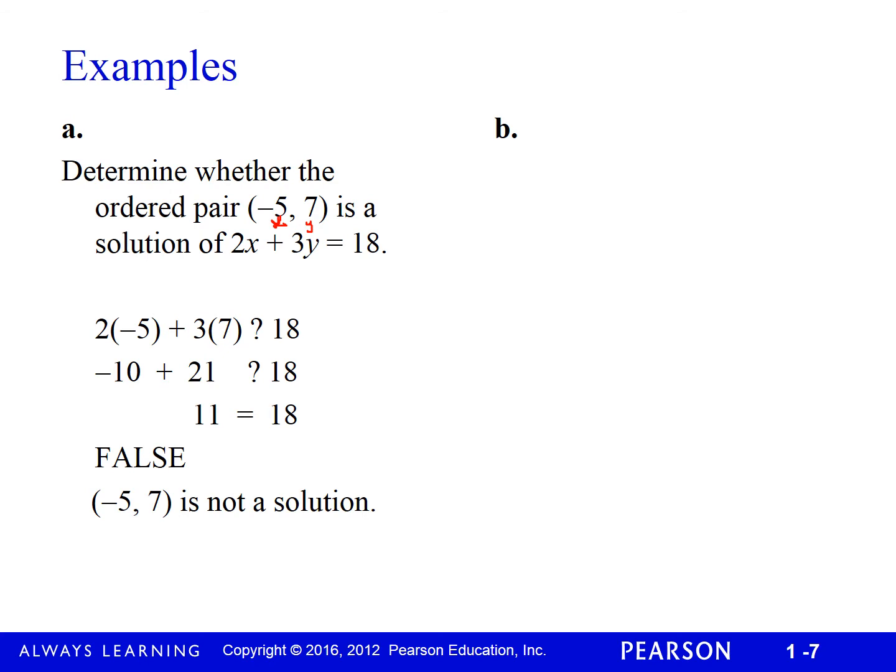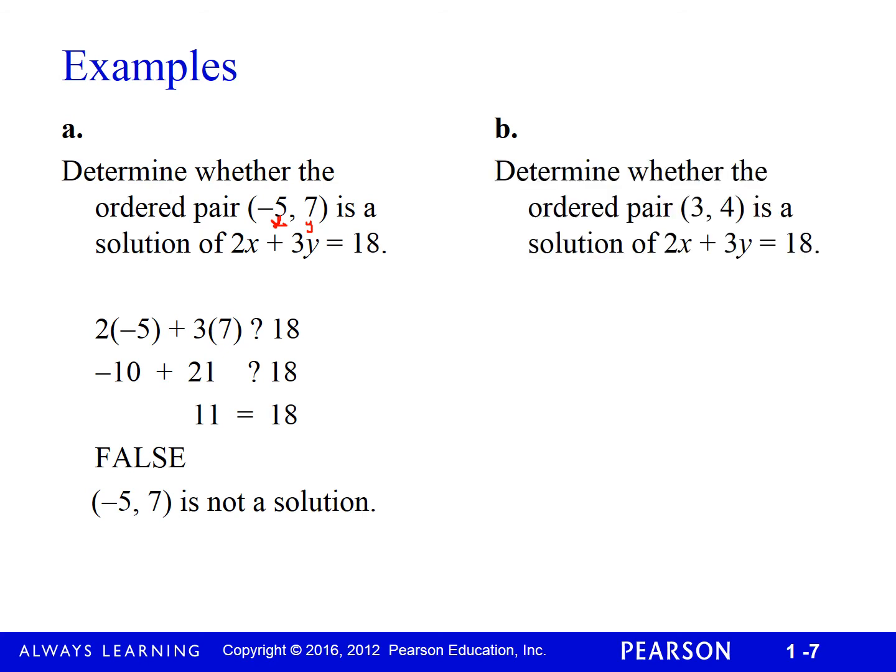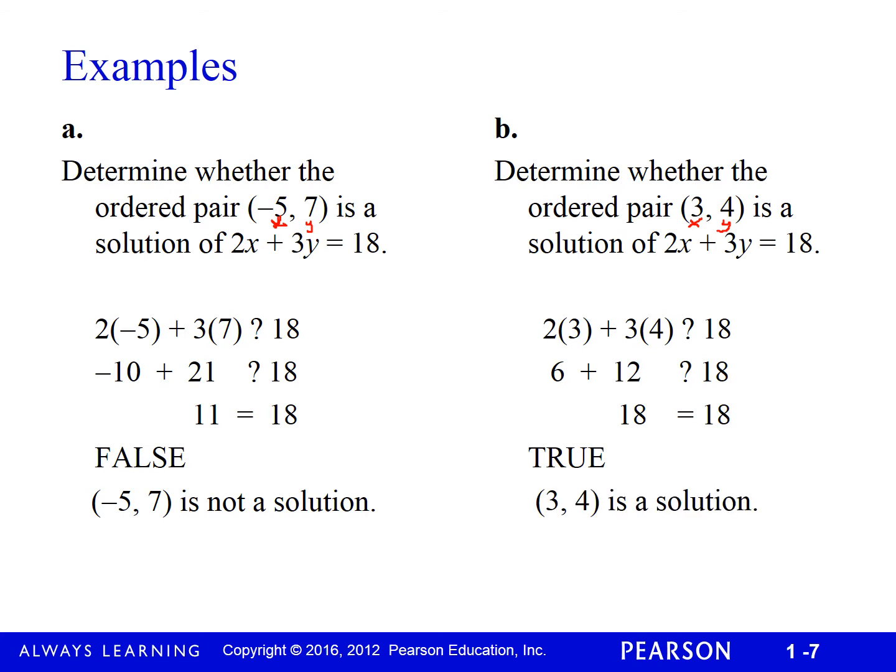Another example. What about 3, 4? Well, plug in the 3 for x and the 4 for y. See if we get the truth. And 6 plus 12 are 18. That is true. 18 equals 18. And we have a solution. Of course, there are infinitely many solutions. So we're saying a lot of things here about the graph.